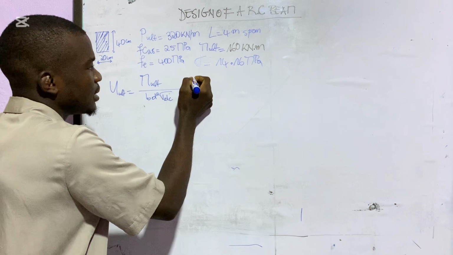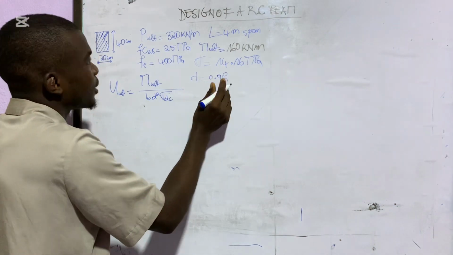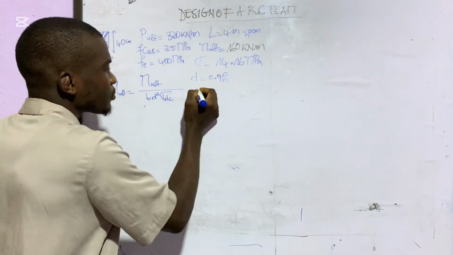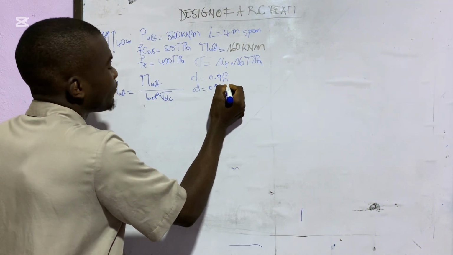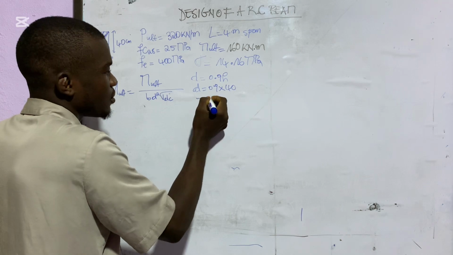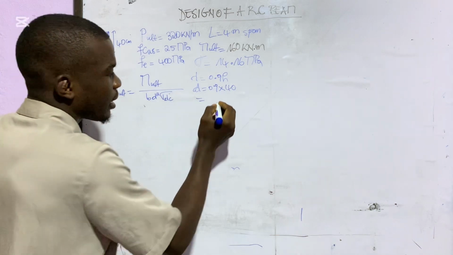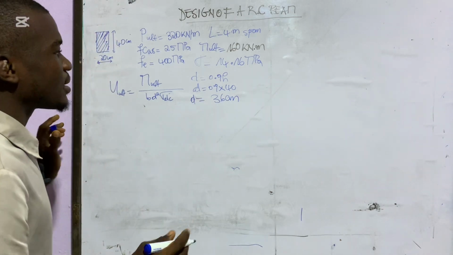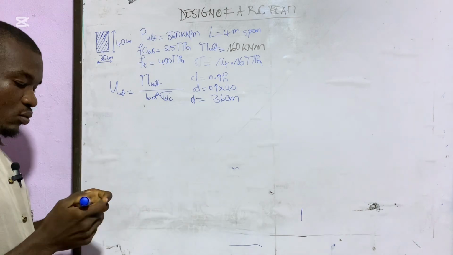We still like D. D here is equal to 0.9 H, H being the height of our beam. So D will be equal to 0.9 times 40 centimeters, which gives us 36 centimeters. This is D.